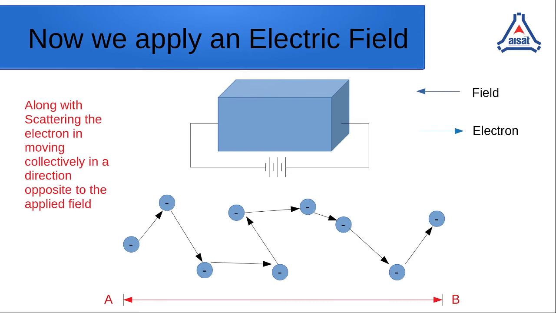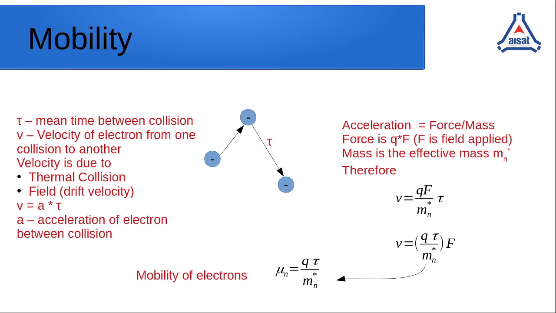Now what happens? Along with the scattering of the electron, due to this applied field, electrons can move from point A to point B. So this will constitute a current flow. Earlier, without the electric field, there was no net current, though electrons were moving, colliding and moving, but coming back to the same position. But after an electric field is applied, it gets the capacity to move from one point to another. So the electrons have gained mobility now. Now we will see the term mobility in detail.